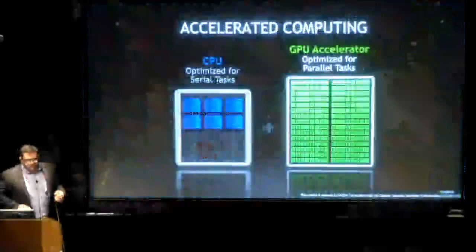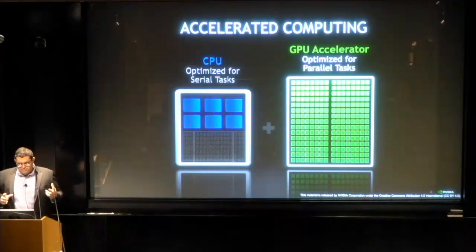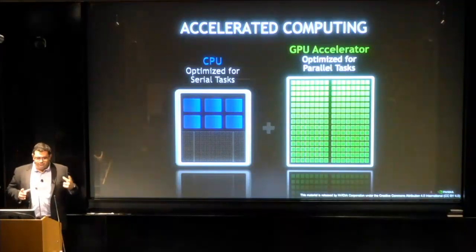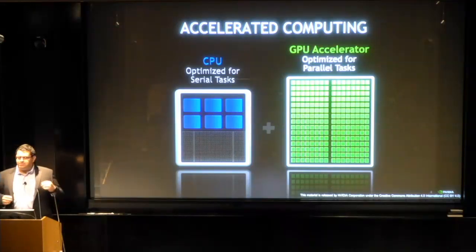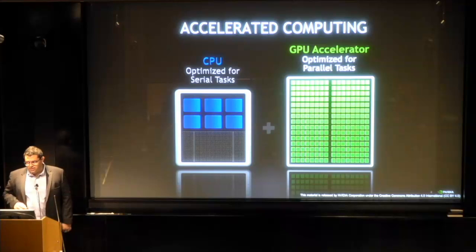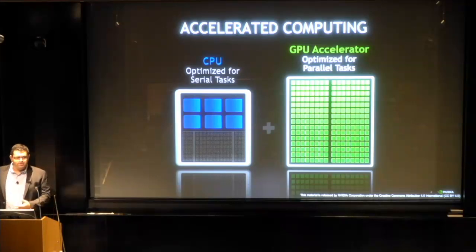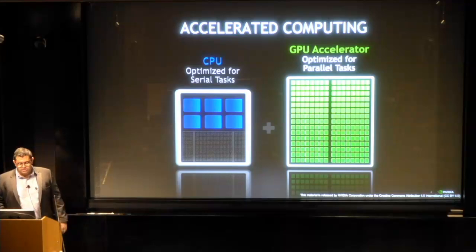So when you think about accelerated computing, it's both the conjunction of CPU and GPU work. The CPU, as most of you know, is optimized for general purpose computing, and specifically for serial-like tasks. And the GPU is optimized for parallel tasks, since it essentially has many, many more cores than a CPU has.